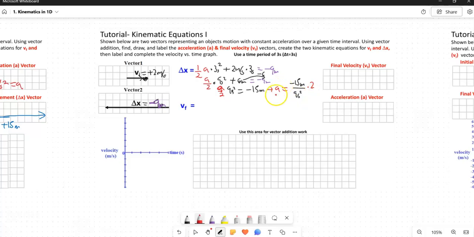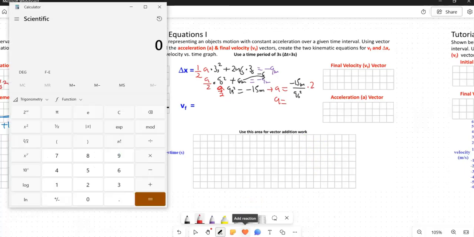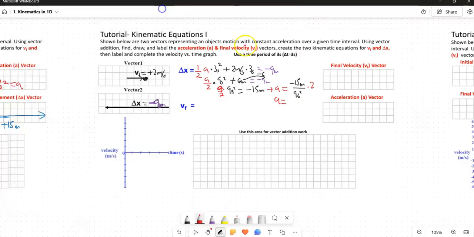So that acceleration vector, goodness gracious, don't know what that is. So 15 divided by 9 equals, times that by 2. We'll just call that 3, but really the acceleration is 3.33 meters per second squared. Okay, which, the acceleration vector, you go 1, 2, 3, and then a little bit past it.